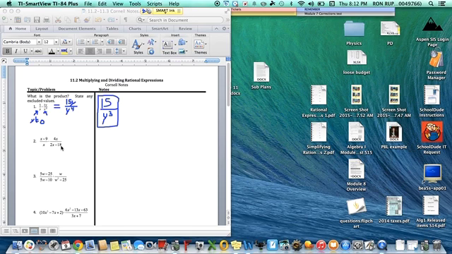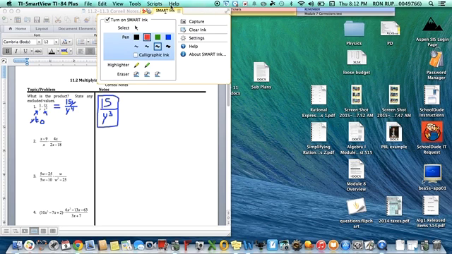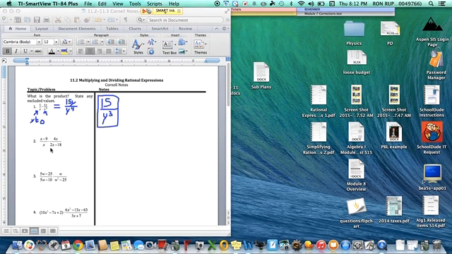Now when we get to number 2 here, it's slightly different. First step is try to factor anything that can be factored. X minus 9 cannot be factored, 4x cannot, x cannot. Let's use a different color. 2x minus 18 can. They both have a 2 in common, which would leave x minus 9.